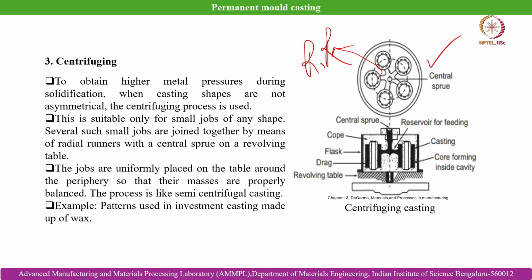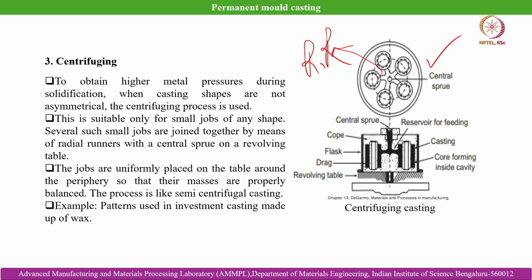With a central sprue on a revolving table, the jobs are uniformly placed on the table around the periphery, so that their masses are properly balanced. So, the process is like semi centrifugal casting. The only difference is that in this case we can cast multiple parts at once, and it is not absolutely necessary that all the parts should be of similar dimension. Again, in centrifuging, like semi centrifugal casting, we are taking advantage of the centrifugal force exerted over the liquid melt to achieve the desired mechanical properties in the cast part.